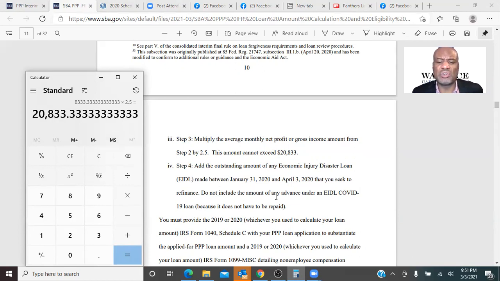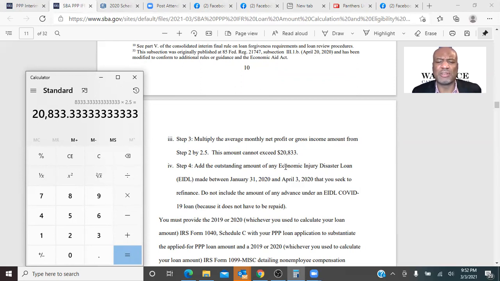Now, do not include any advance under the EIDL COVID-19 loan. So a lot of business owners were able to get that $10,000 advance. And that's just money in your pocket. You don't have to pay that back. But the EIDL loan, if you got the EIDL loan, that is something that you have to calculate, and that's something you have to pay back.